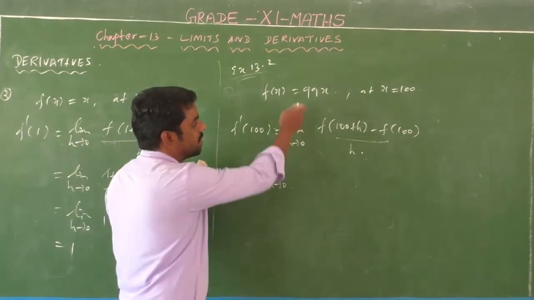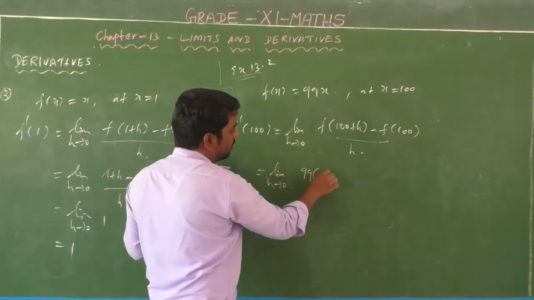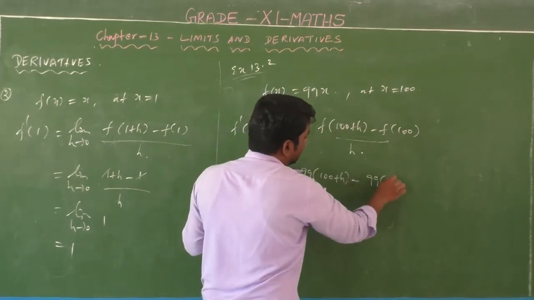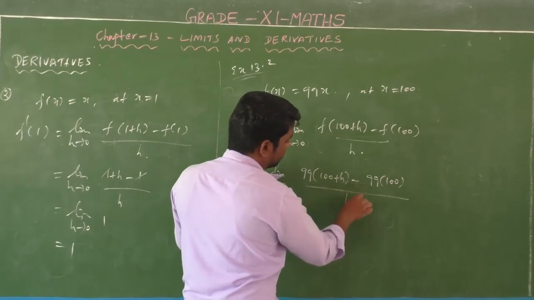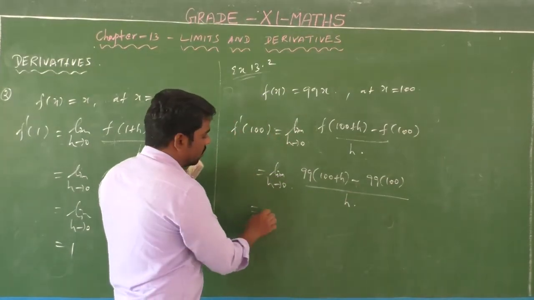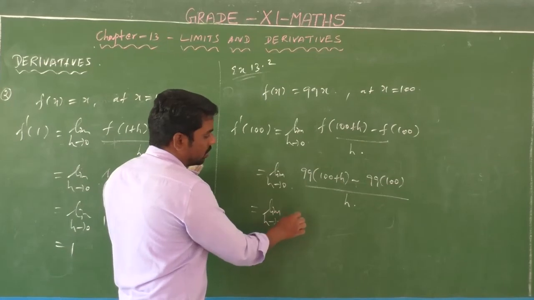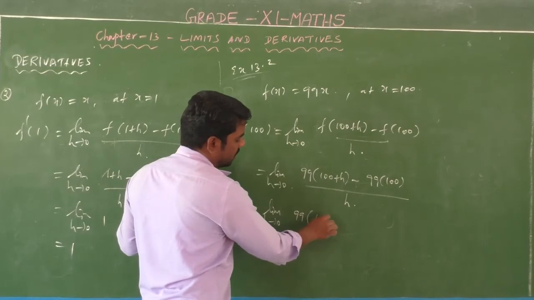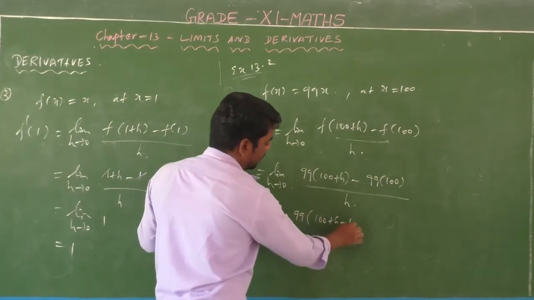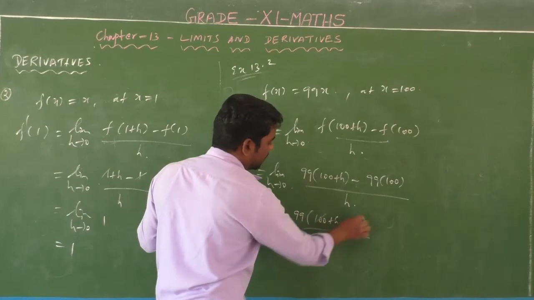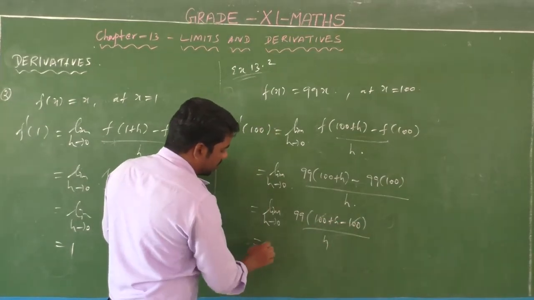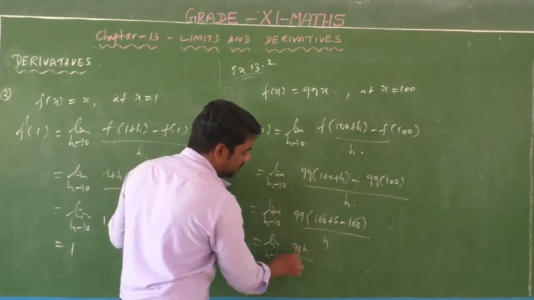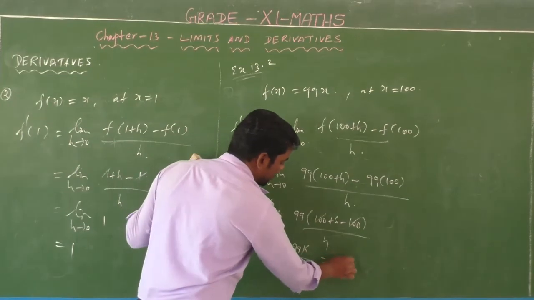So limit h tends to 0, f of 100 plus h. Substitute this value: 99 into (100 plus h) minus f of 100, 99 into 100, divided by h. So limit h tends to 0. 99 is common, take 99 from both terms. So 100 plus h minus 100, divided by h. 100 cancels. Remaining limit h tends to 0, 99 of h is 99h by h. h cancels. Remaining answer 99.